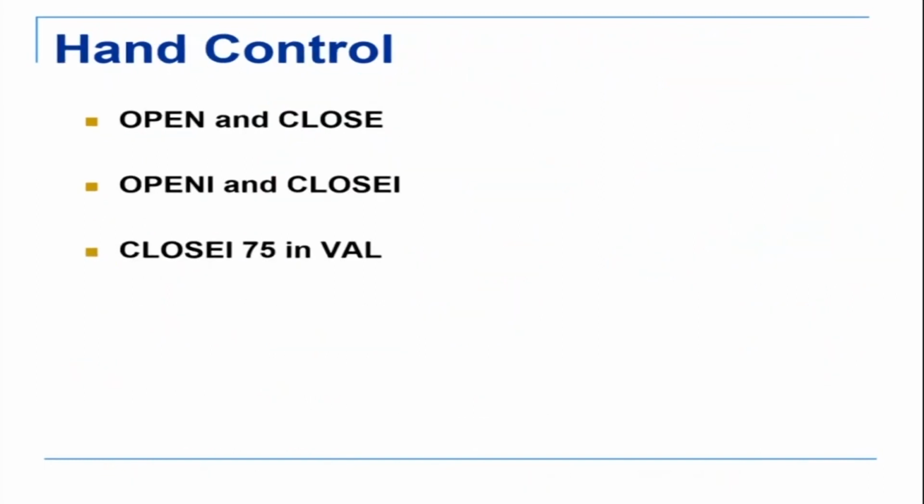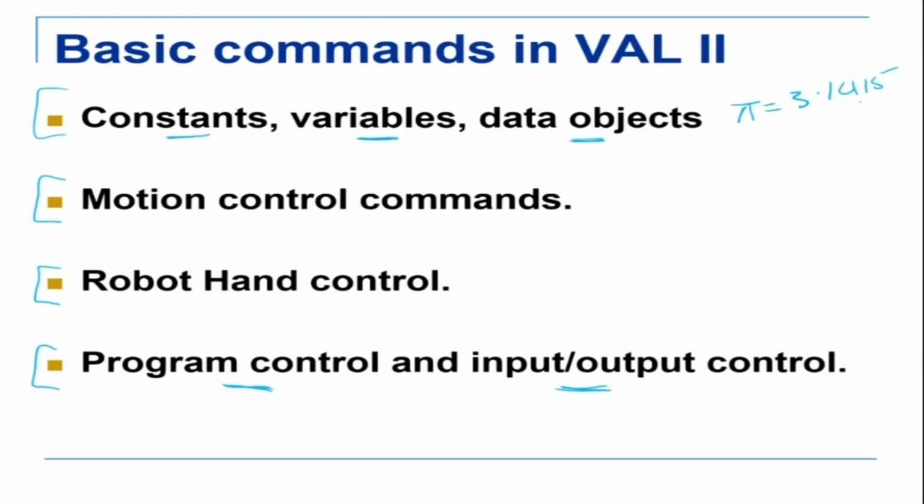Now let's come to open and close. So as you can see, robot programming is very, very easy, and it has been made like this such that users can use the robot easily. Otherwise you'd need to take a course in robotics and nobody is going to buy a robot. So we have looked at constants, variables, we have looked at motion control commands, and then we will look at robot hand control commands.